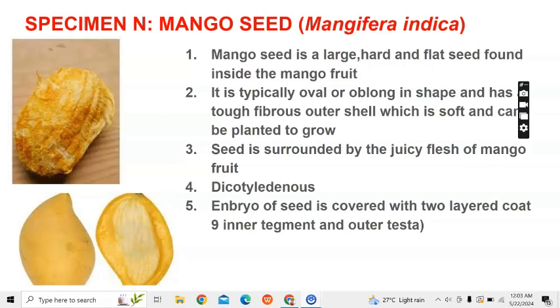The shape is typically oval or oblong, and it has a tough fibrous outer shell. The seed is surrounded by the juicy flesh of the mango. It is a dicotyledon. The embryo of the seed is covered with two-layer coats, the inner tegmen and the outer testa. So that is that about the mango seed.